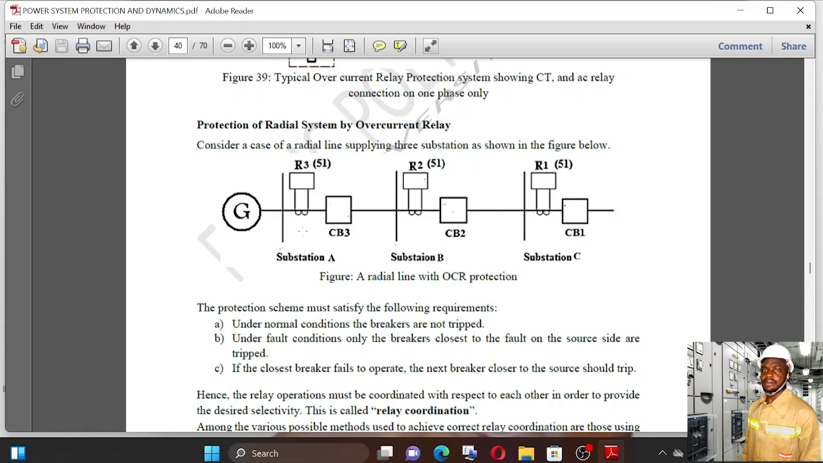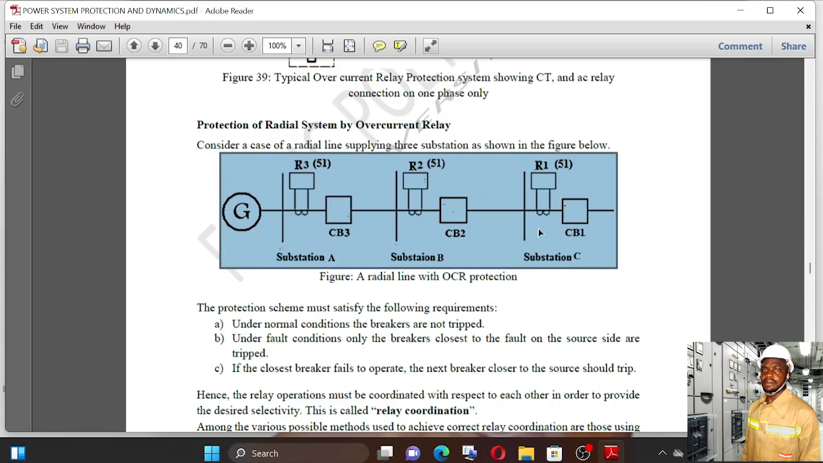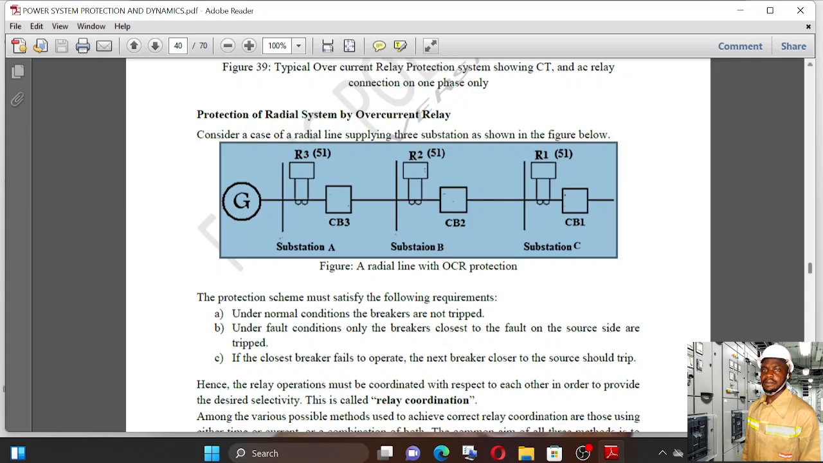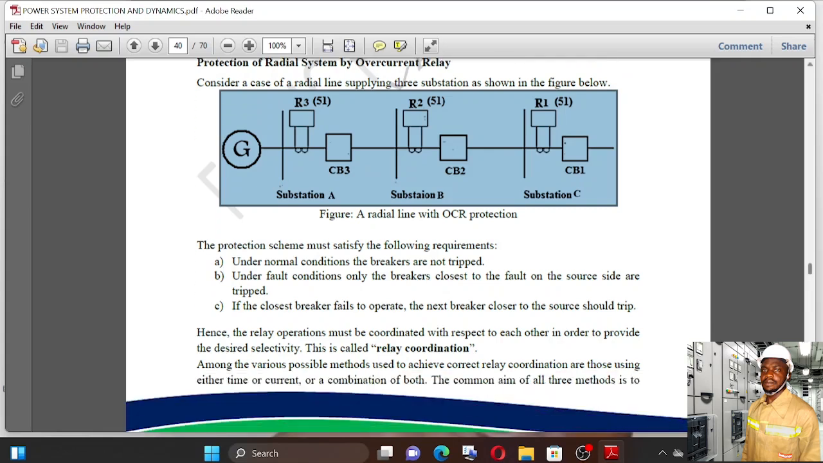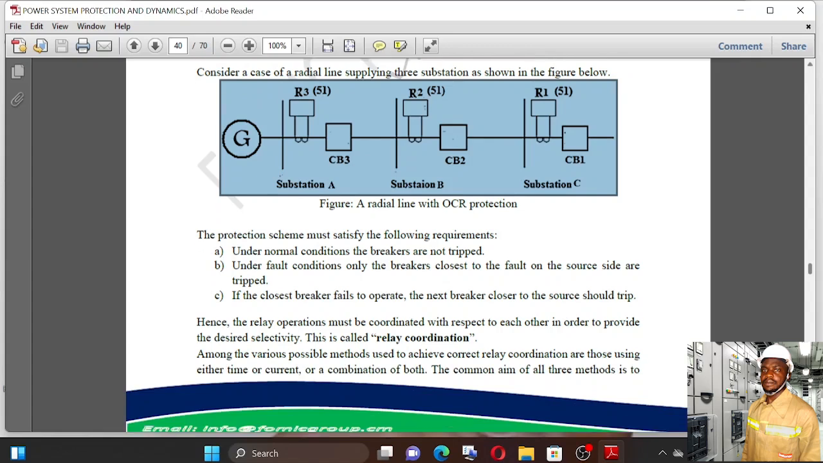For example, we have three buses here, right? Bus 3, bus 2, and bus 1. Okay, let's consider the various substations. Substation A, substation B, substation C. So with respect to that, we have the relay and circuit breakers that protect that particular bus or substation there. These are the various relays and circuit breakers. Okay, so that's a simple overcurrent relay protection scheme for that radial line.